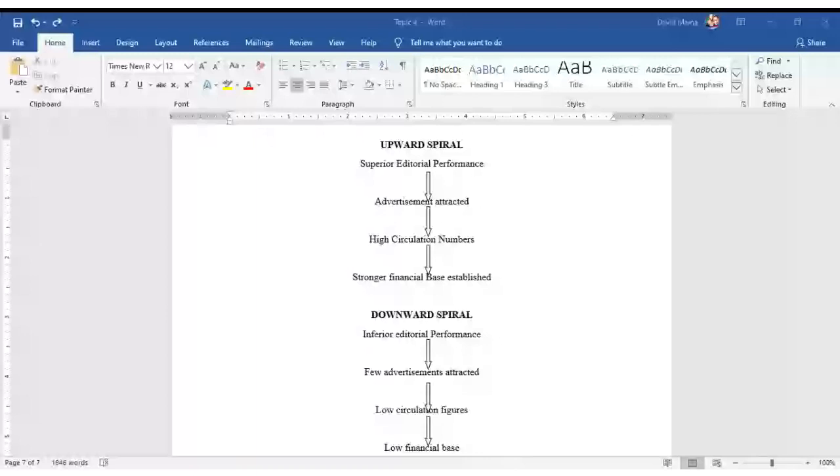Now, I've talked about how the editorial performance actually influences the circulation of a newspaper. When a newspaper is doing properly, we usually call it upward spiral. In upward spiral, you come to realize that there is superior editorial performance, that the editorial department is doing very nice work. So we call it superior editorial performance.